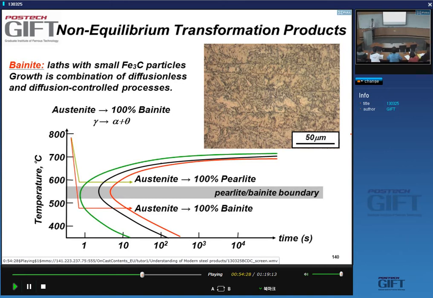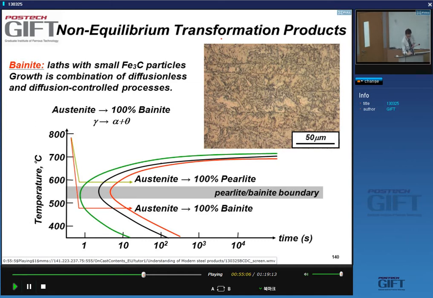There are two types of transformations where you have the shear happening. That is the bainitic transformation and the martensitic transformation. The difference between the two is a simple one: in bainite, the interstitials can diffuse. In martensite, they do not diffuse during the transformation. That's the big difference, okay?